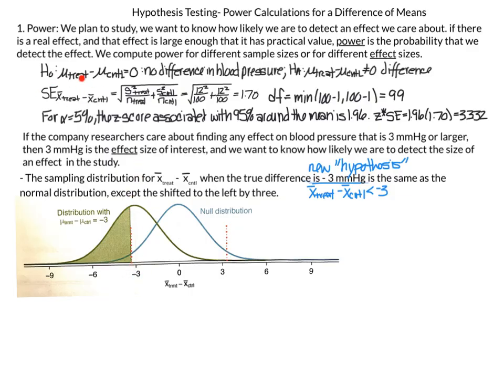Coming over here, our standard error was dependent on standard deviation and sample size, so those things have not changed. Our standard error stays the same. Our degrees of freedom depends on sample size. We haven't taken a new sample, so that's going to stay the same. So for a z-score associated with a 95% confidence interval around the mean, that z-score is still 1.96 times standard error, and that gives us the units, 3.332 units above or below the mean.